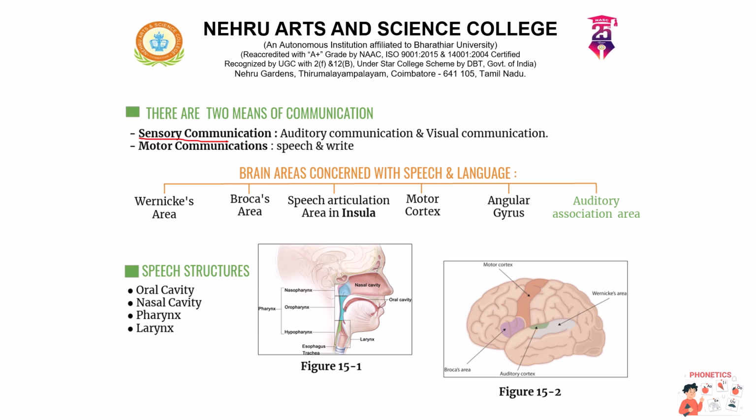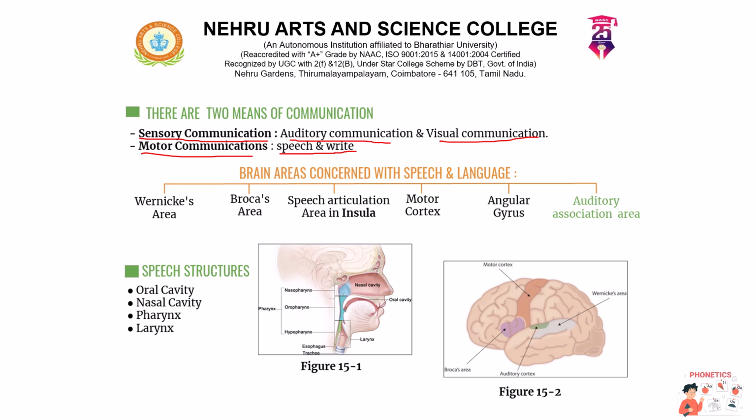One is called sensory communication, where we talk about auditory communication and also visual communication. Auditory communication talks more about the sounds, and visual communication talks about the visual properties. And the next one is motor communication, where we focus more on the speech and written sounds.